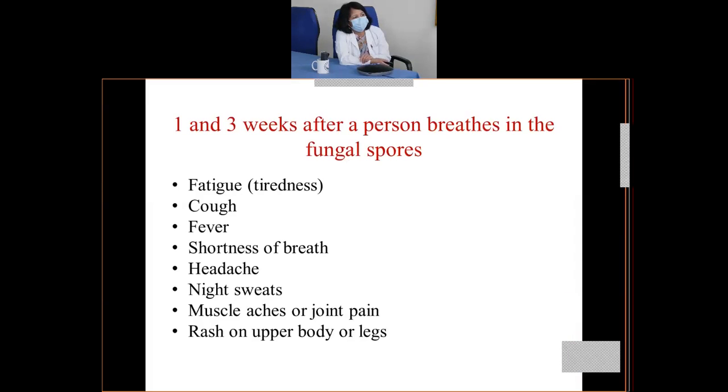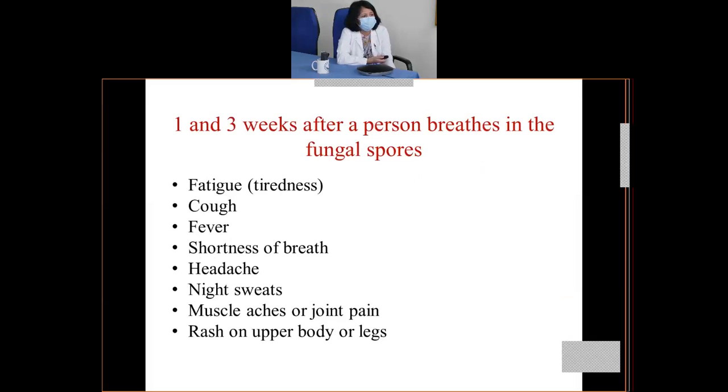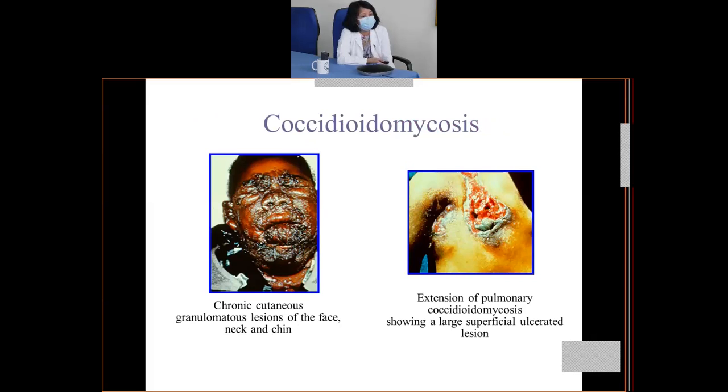Okay, so the incubation period is 1 to 3 weeks after a person breathes in the fungal spores. Okay, 1 to 3 weeks later, the person will develop the manifestations of the infection. So it may be in the form of fatigue and tiredness. It may be in the form of cough, fever, shortness of breath, and even headache, night sweats, muscle aches or joint pain, and rash on the upper body and legs. So you've seen the rash which is happening as a result of this infection in the skin. These are the clinical manifestations.